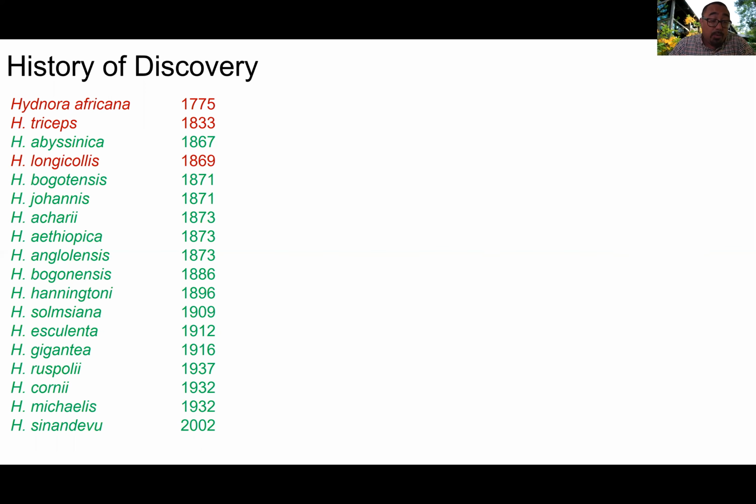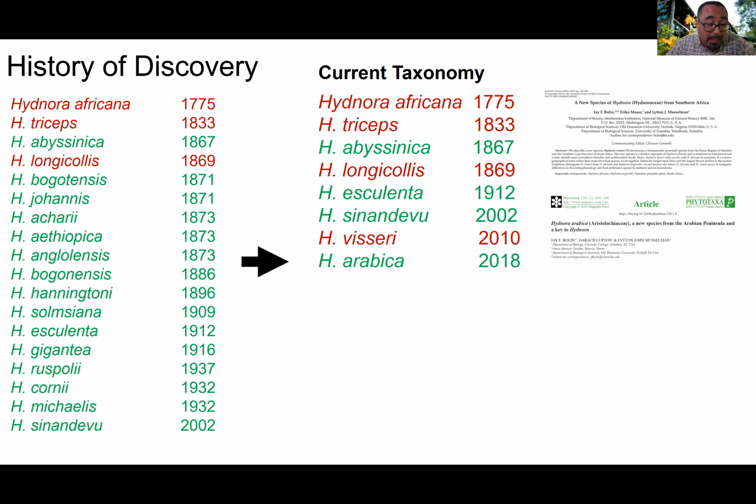Over our last 10 years of work, we have simplified the taxonomy, elevated one forgotten species, Hydnora longicollis, described by Welwitsch from southern Angola, and described one new species, Hydnora visseri from South Africa and Namibia, and Hydnora arabica from Oman. Many of these synonyms are based on scanty descriptions from East Africa and should be pursued in the field and by looking for the type specimens in European herbaria.